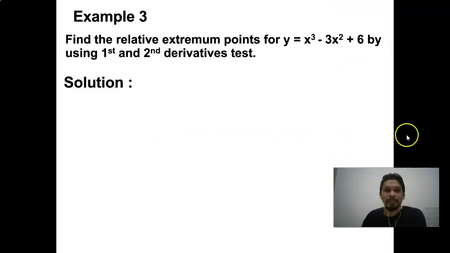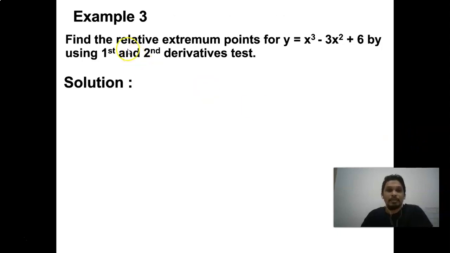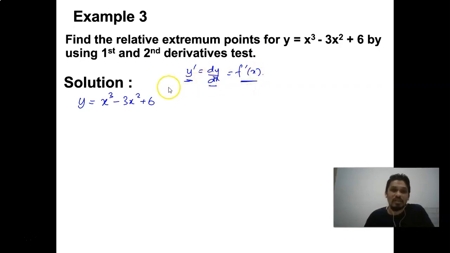Example 3. Find the relative maximum and minimum for y equals x cubed minus 3x squared plus 6 by using the first and second derivative test. So y prime, dy/dx, or f prime, it's all just the same. It's just the symbol representing dy/dx, the first derivative.